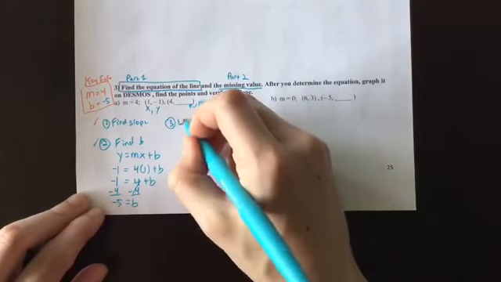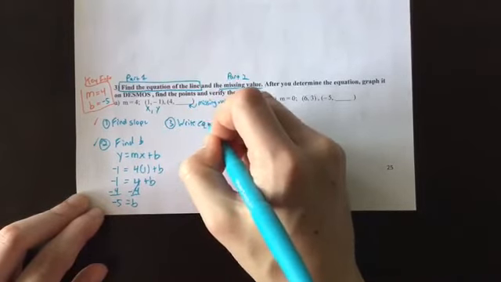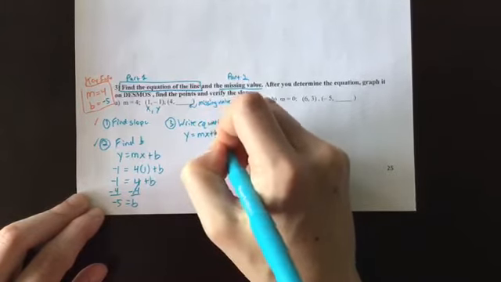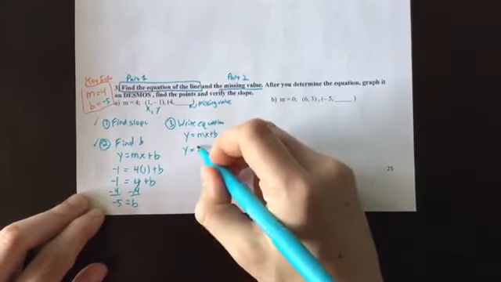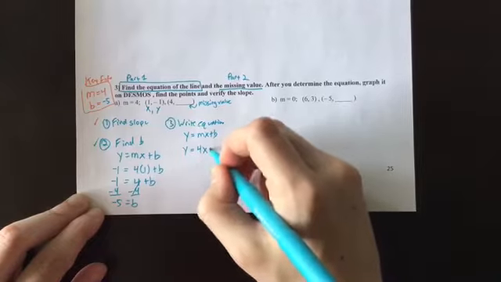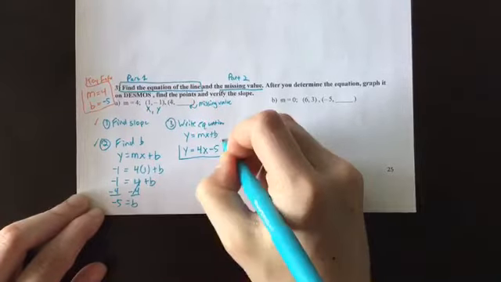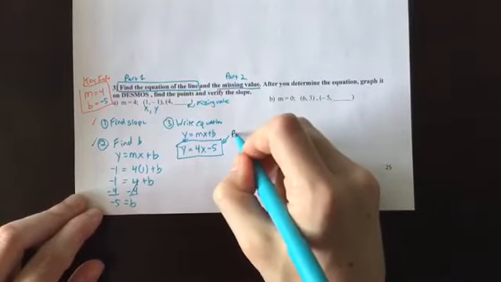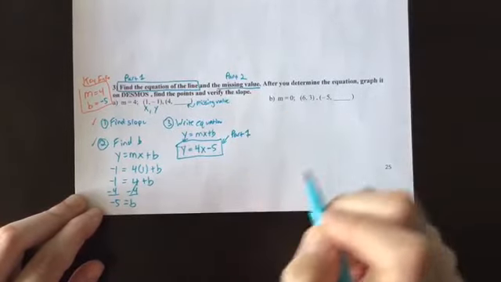Now we go to step 3. Write the equation. Right? We've got y equals mx plus b. Leave the y, substitute in for m, leave the x, then our b. y equals 4x minus 5. Box that. That's your answer to part 1. Part 1 answer, done. Check.